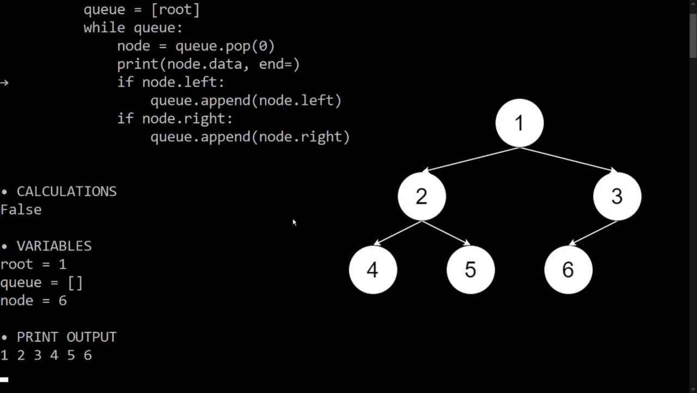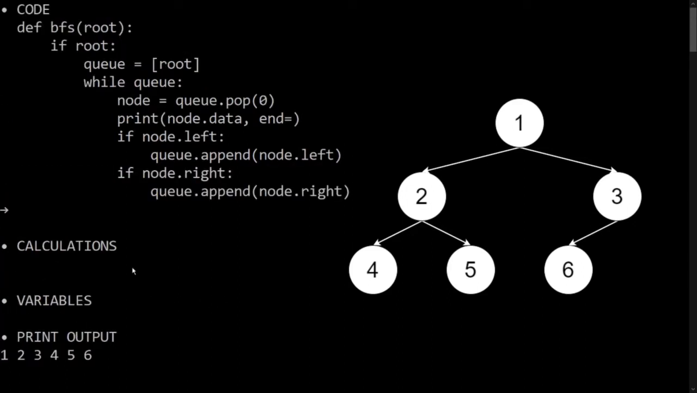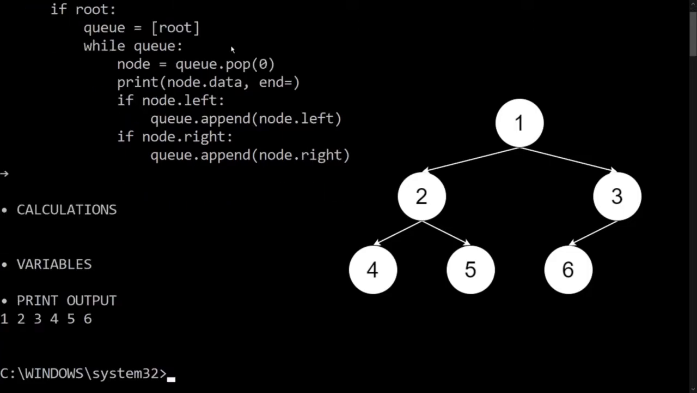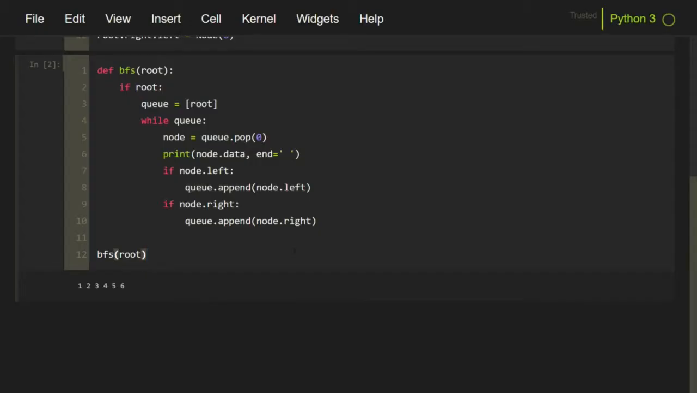6 does not have a left child, so this becomes false. 6 does not have a right child either, so this becomes false. Now the queue is empty, so the while loop will stop because all the nodes are processed and we don't have any nodes to process inside the queue. So it will exit out of the while loop and this function will return back to the main function where this function was called. In this way, the breadth first search is done.